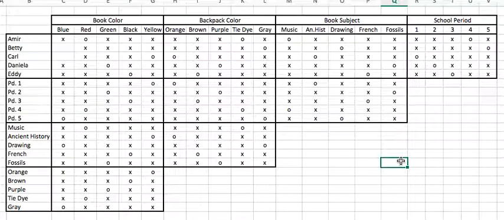And now we have everything filled out except Betty. We said, oh, this one here, we lost an X here. So Betty has the blue book. So everything's good. And unfortunately, what that tells us is that Carl was the person in the 900 stacks. Carl was wearing an orange backpack, checked out a yellow book in the ancient history in period 1. So Carl, unfortunately, must be our culprit.